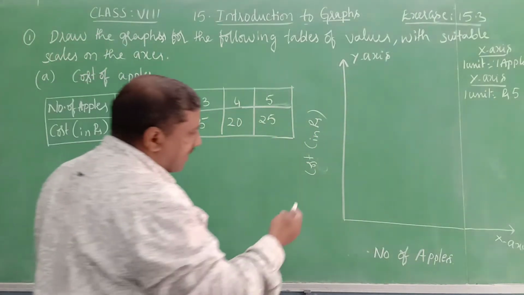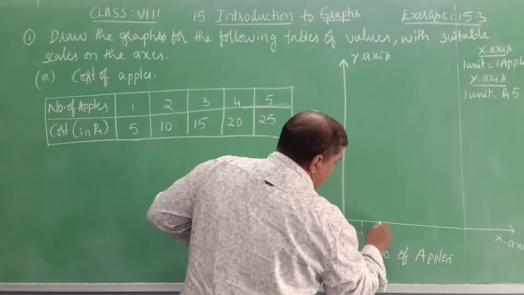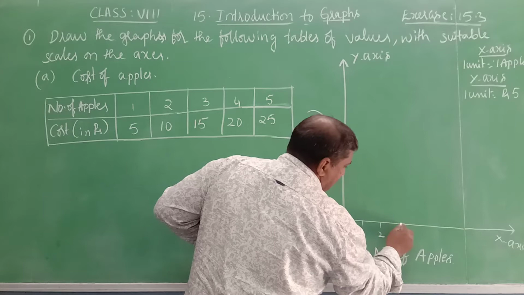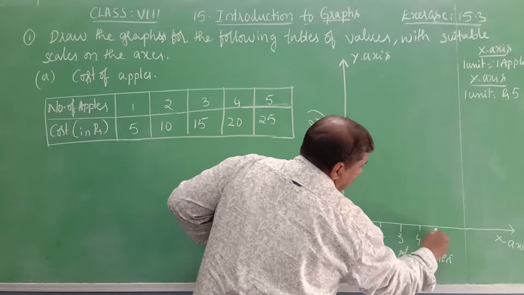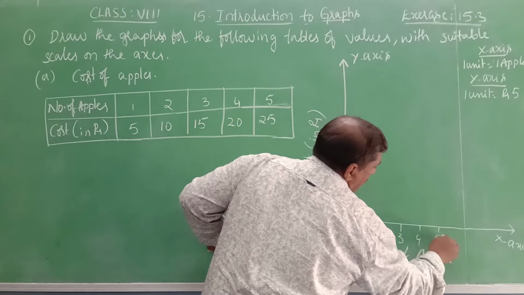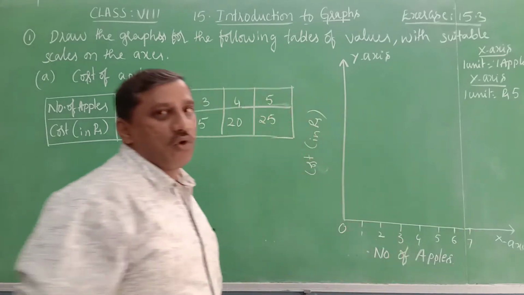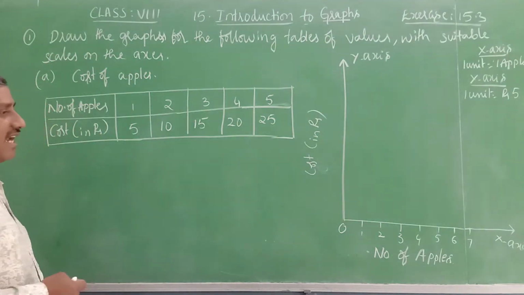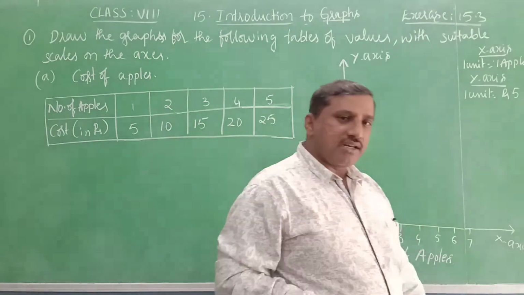Now you represent them. So this is 0, and the number of apples 1, 2, with equal intervals of space, 3 and 4. Then we have 5. After that we have 6 and 7. It is better to take one value more, since 5 is the highest value. You can even take more, but I have taken till 7.